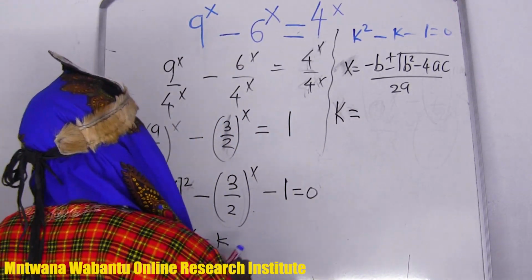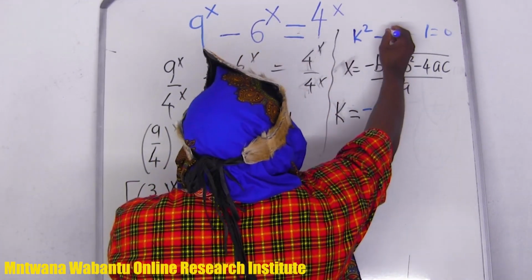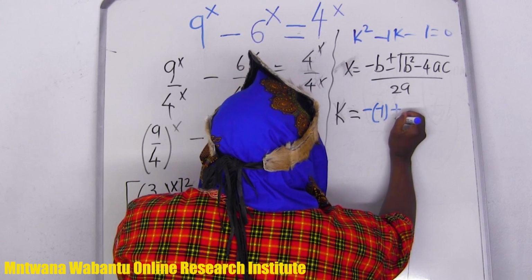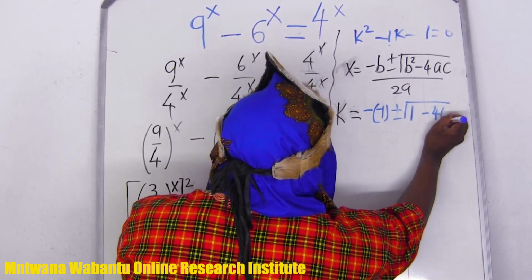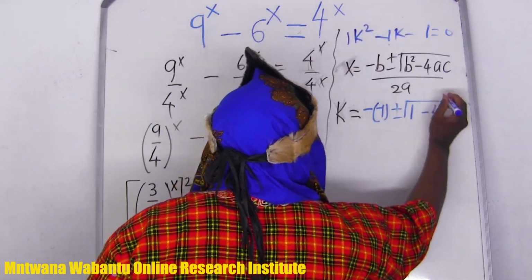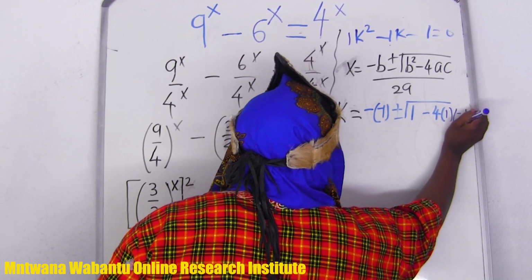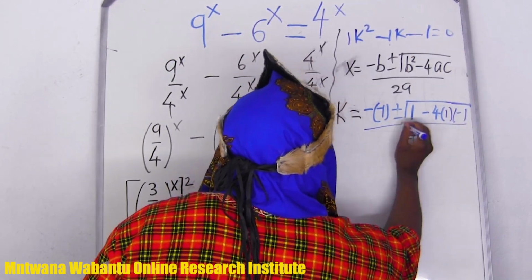So k equals negative b. What is b? The number before k, with no square, which is -1. Then plus or minus the square root of b squared, which is (-1) squared, equal to 1, minus 4 times a. What is a? Our a equals 1, the number before k squared, times c. c equals -1, which is this one here. Then over 2 times a, which is 1.